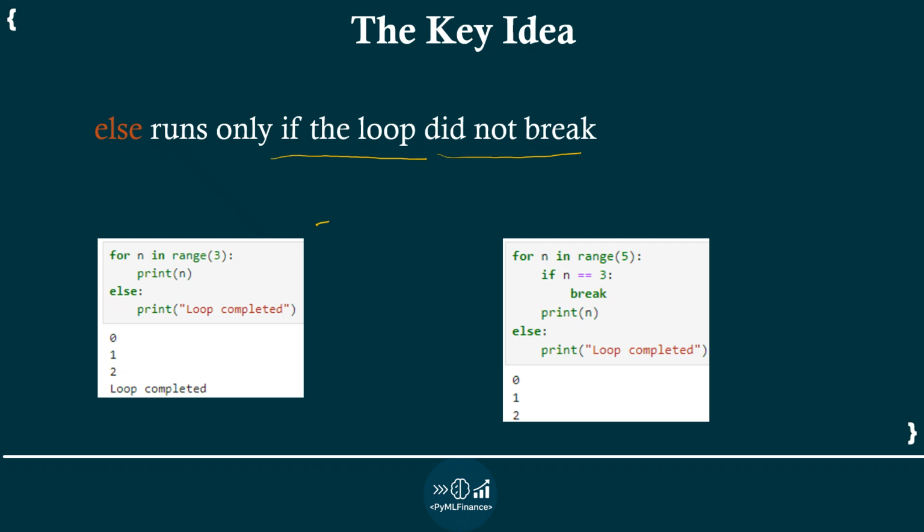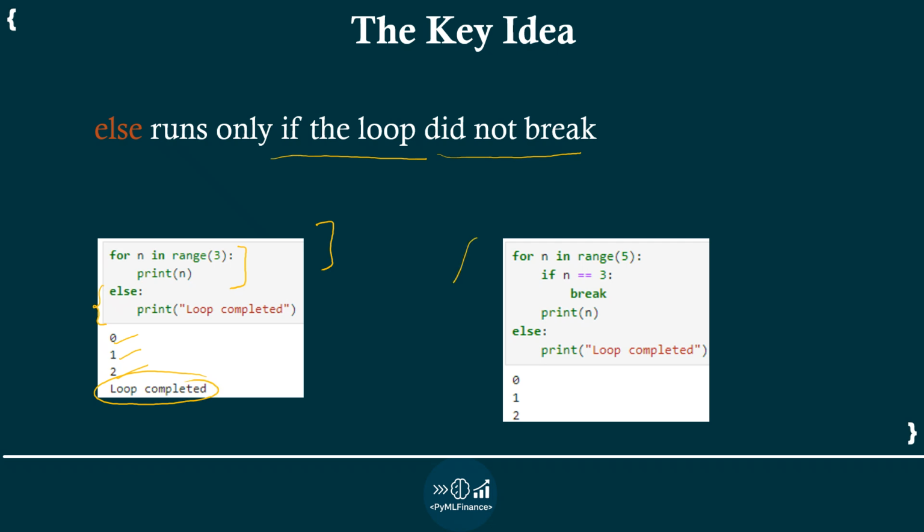Okay, focus on this set of code. Here the loop runs normally. The loop is executed normally, so you are getting 0, 1 and 2 printed on the console. Since no break occurred here, Python has executed the else block as well, and hence you have got it here, loop completed successfully. This got printed.